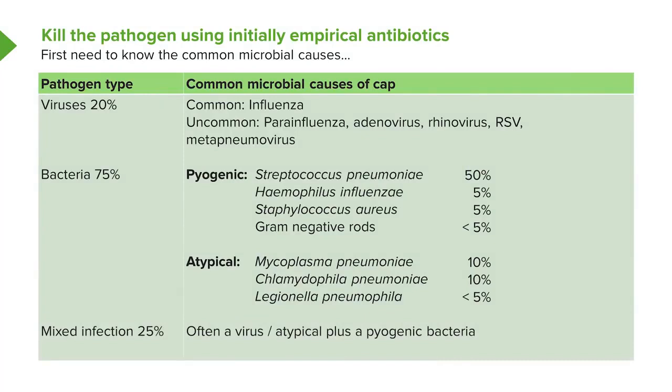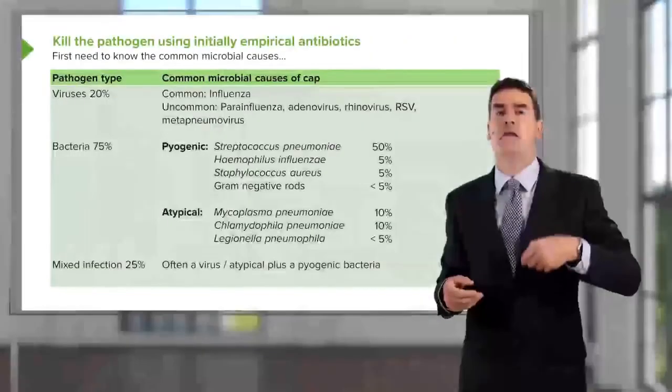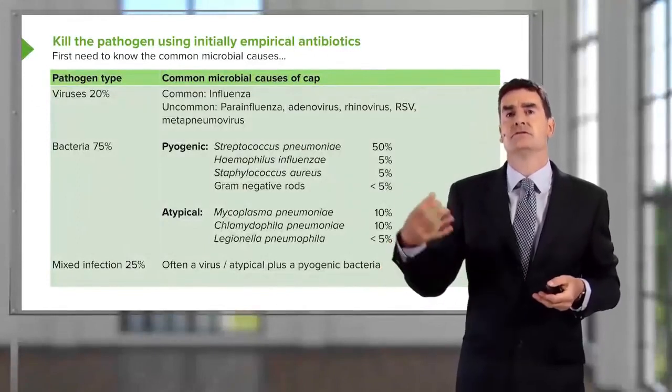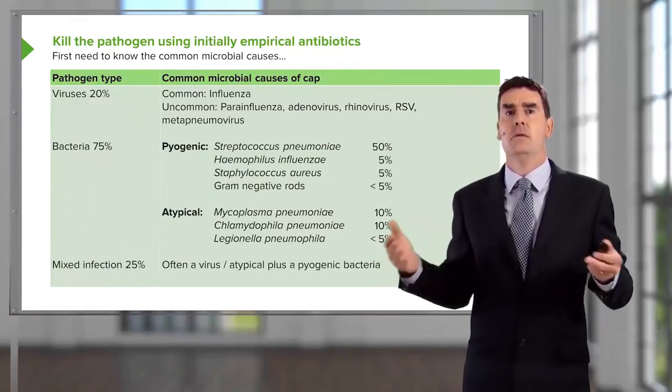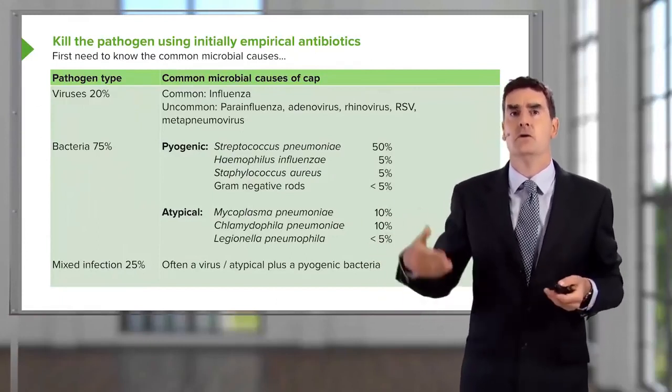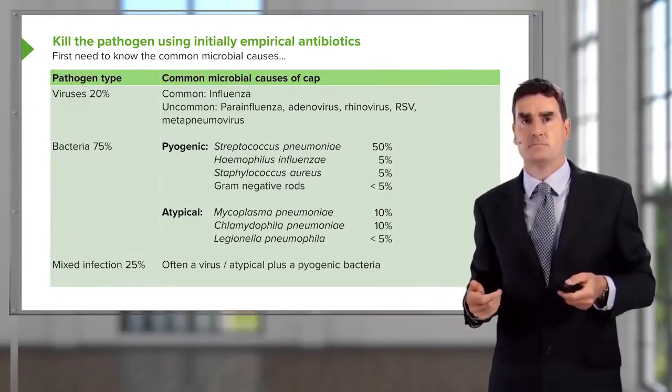So they have a viral infection that allows the bacteria in, so they have a combination of influenza A and, say, a pneumococcal pneumonia. And the same thing happens with Mycoplasma and Chlamydophila, that allows the bacteria in to cause an infection. So you get a combination of an atypical organism plus Haemophilus, Staph aureus, or Streptococcus pneumoniae.